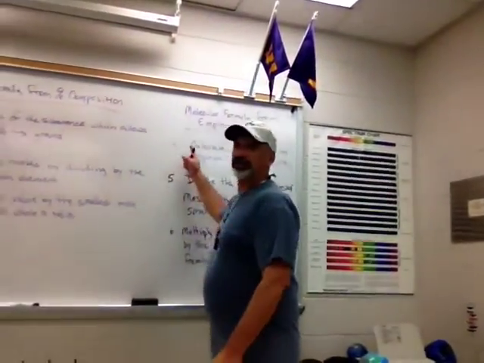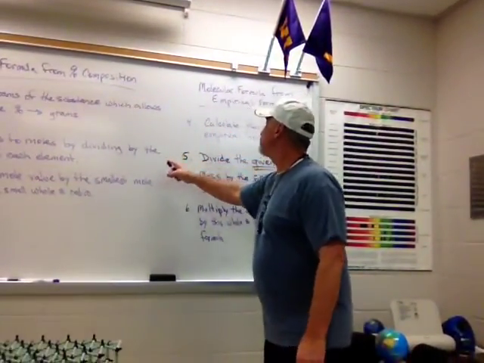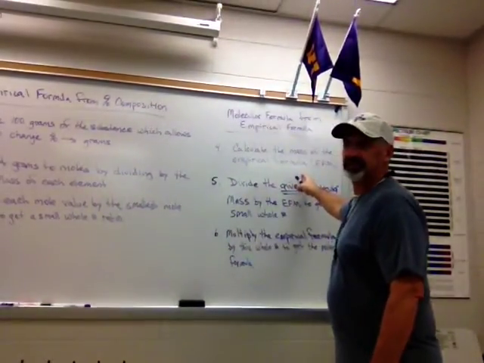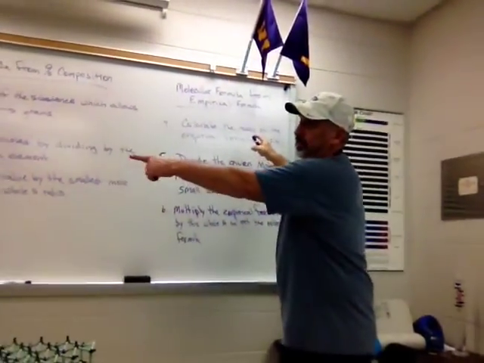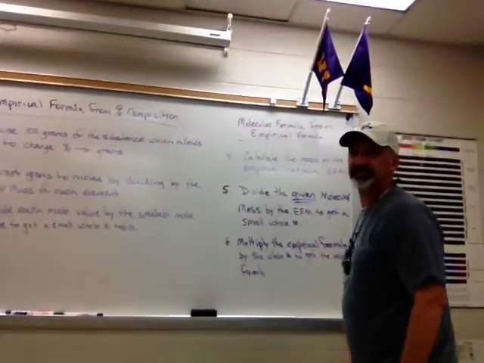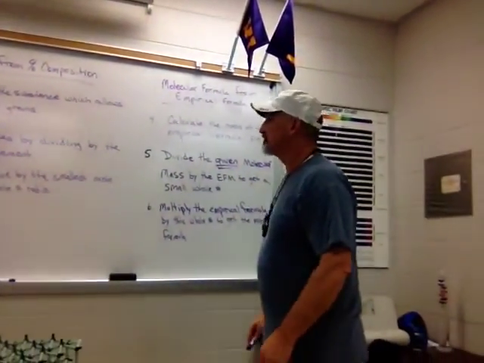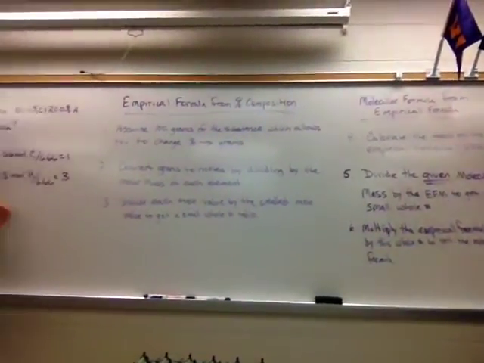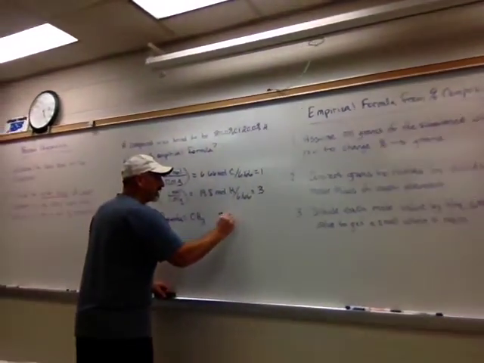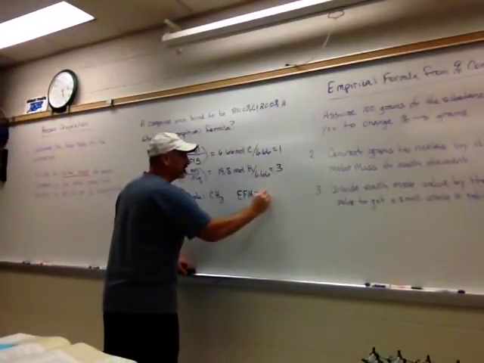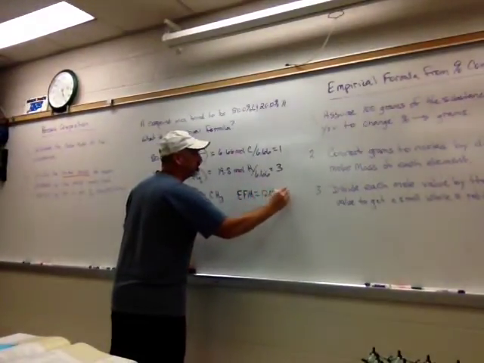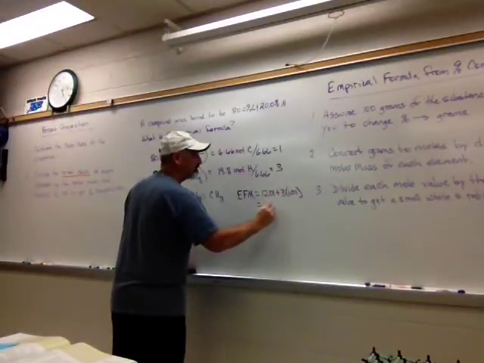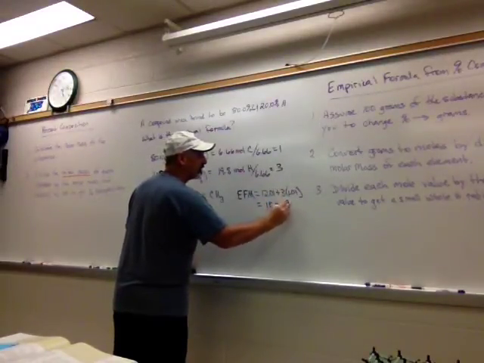To get the molecular formula, you just take our empirical formula, and I have to calculate the empirical formula mass of it. That just means the mass of the empirical formula, just like we do the normal molar mass, add up the weights. So I'm going to find my empirical formula mass, my EFM, and it's going to be easy. It's going to be 12.01 plus 3 times 1.01. It's going to come out to equal 15.04 grams per mole.